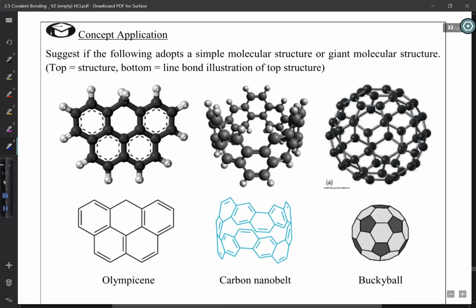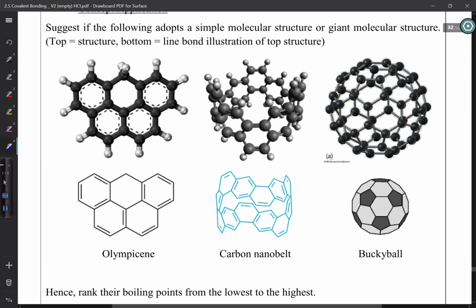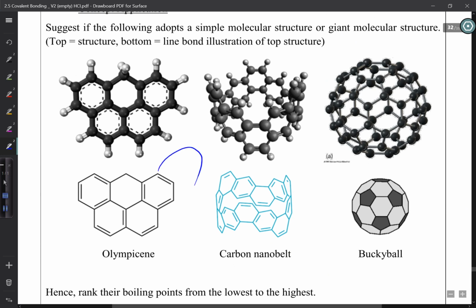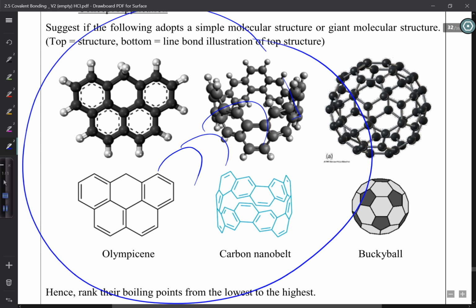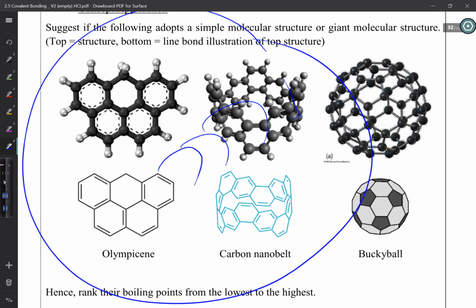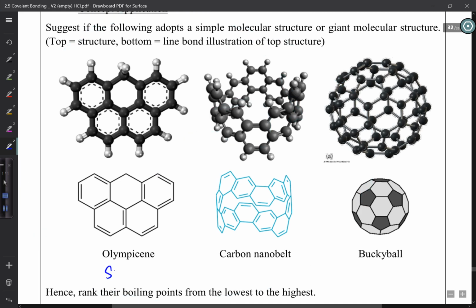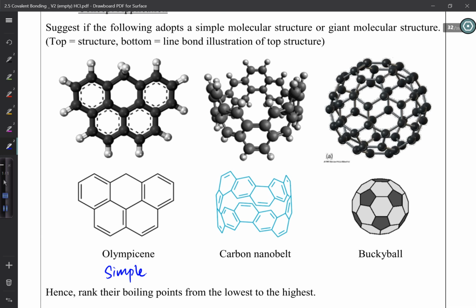So is the first one discrete or infinite? If you are saying infinite, that means there are other things connected together in a whole network. You can't isolate any of these. So is this simple or giant? This is simple, right? That's why students always get this wrong. Do you know why? They have never seen such a big molecule before. They think that big molecules do not exist. So my first answer was correct.